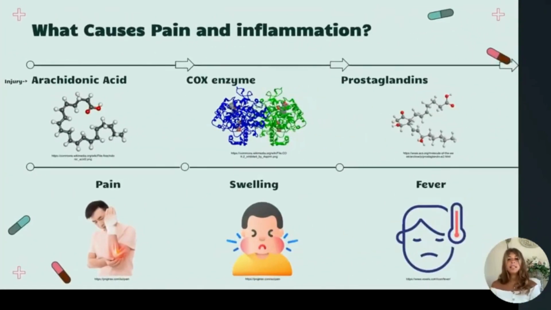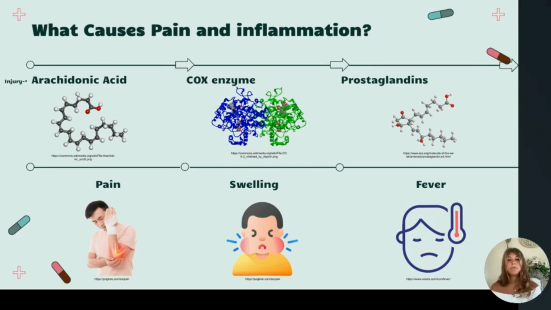To understand how NSAIDs work, we first need to understand what causes pain and inflammation. When the body gets injured, damaged cells release substances that start an inflammatory response. One important molecule involved is arachidonic acid. An enzyme called cyclooxygenase, or COX, converts arachidonic acid into chemicals called prostaglandins.